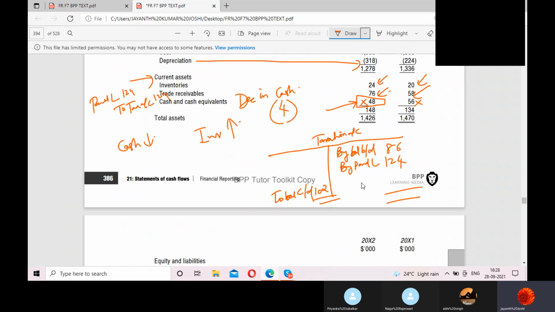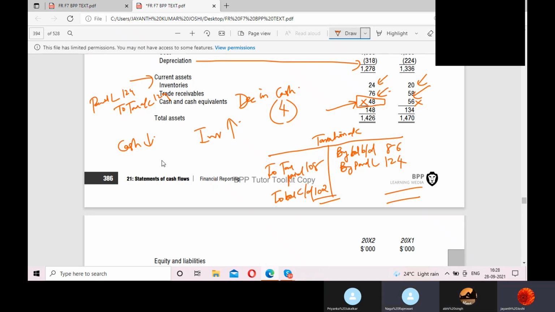Can you tell me the difference here? What is that? The credit side total is 210 and the difference is 108. So 108. This is the tax paid.